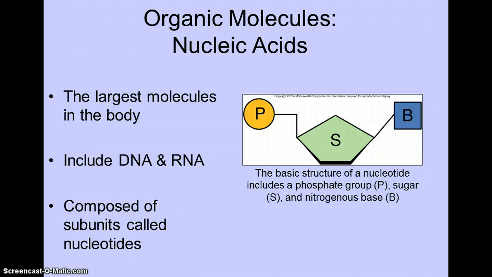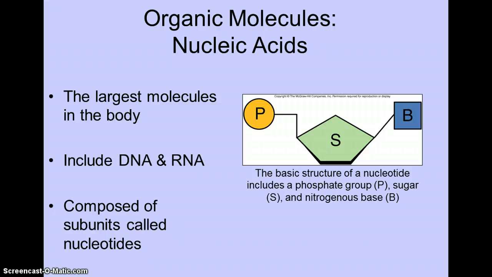Welcome to the last screencast in a 4-part series on organic molecules. This particular screencast covers nucleic acids. Nucleic acids are the largest molecules in the body and can consist of hundreds of thousands of atoms strung together. DNA, which is the genetic material found in the nucleus of cells, is an example of a nucleic acid.